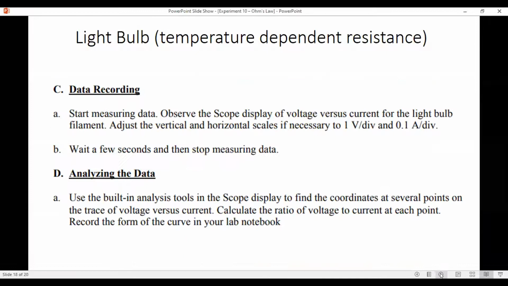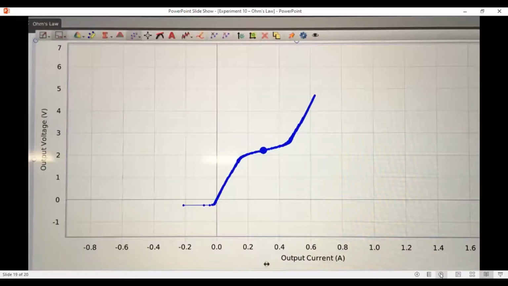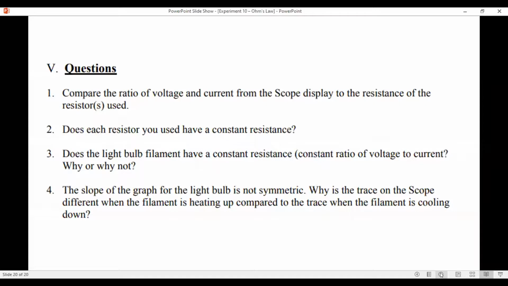Because you're going to qualitatively talk about how the slope changes for this graph right here. Okay? All right, let's go to the questions. Compare the ratio of voltage and current from the scope display to the resistance of the resistors used. Well, that makes sense. You're going to look at the given resistance, 10 ohms and 100 ohms, and compare them. Probably you want to do a percent difference. Compare them to the actual slope of the graphs.